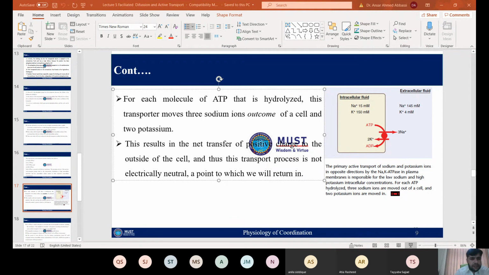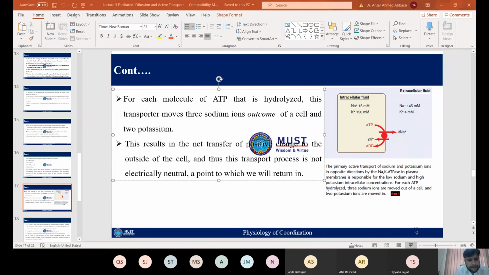The third type of pump is the hydrogen ATPase pump. This is present in the plasma membrane and the membranes of several organelles, and specifically in the inner mitochondrial membrane. As all of you know, mitochondria has a double membrane structure, an outer membrane and an inner membrane. So this hydrogen ATPase pump is present in the inner membrane of the mitochondria, and it is also present in the lysosomal membrane. Certain lysosomes also have this hydrogen ATPase pump.